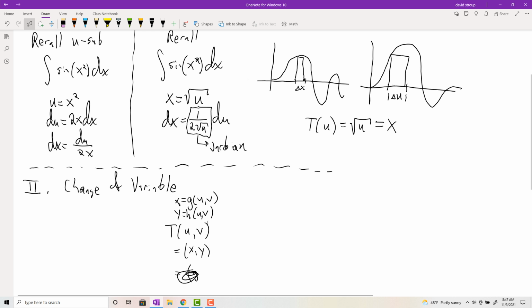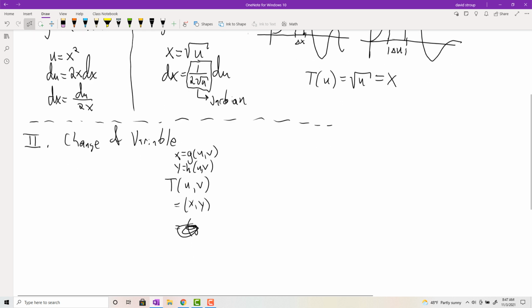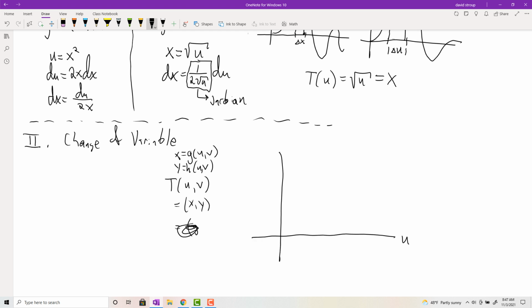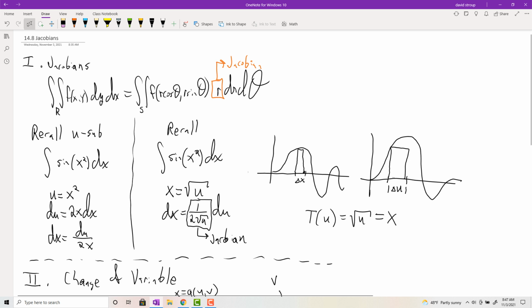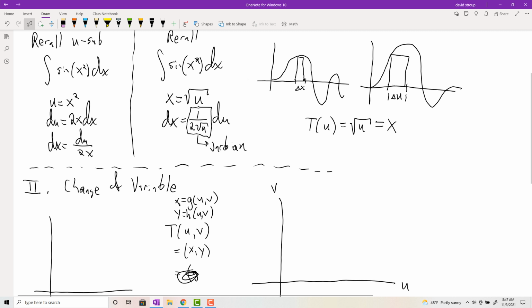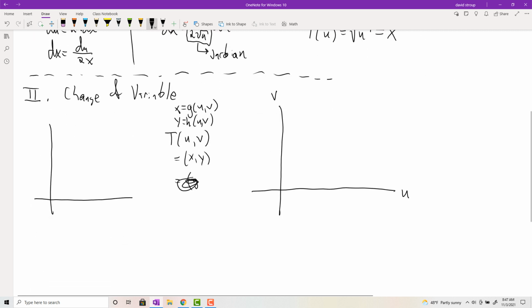When you're doing your homework, you're going to be jumping back and forth between the two versions. You'll have some picture in the UV plane, and that transformation will turn it into a picture in the XY plane. It's the same idea here, but you just have a single variable, and you're going from u to x. So the rectangular picture over here, we have something like this in the XY plane.